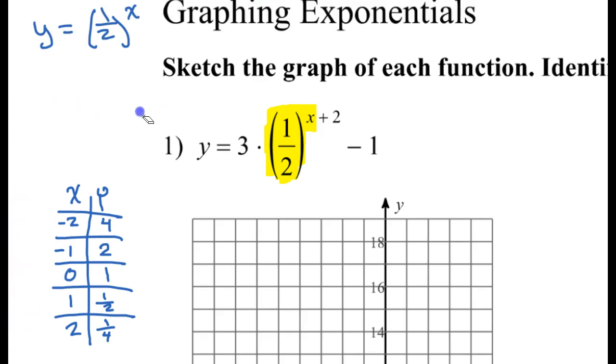Now, here's the next thing you do. Now we will look back and see if we need to make a new y column or a new x column. The only thing I'm going to make a new y column or a new x column for is if there's something that's being multiplied, if there's a vertical stretch or compression, or if there's a horizontal stretch or compression. I'm not going to do anything with the +2 and -1 yet. But because of the 3, I'm going to make a new y column.